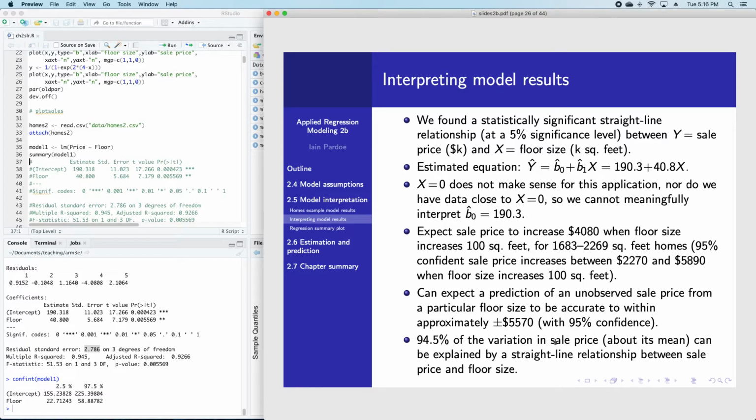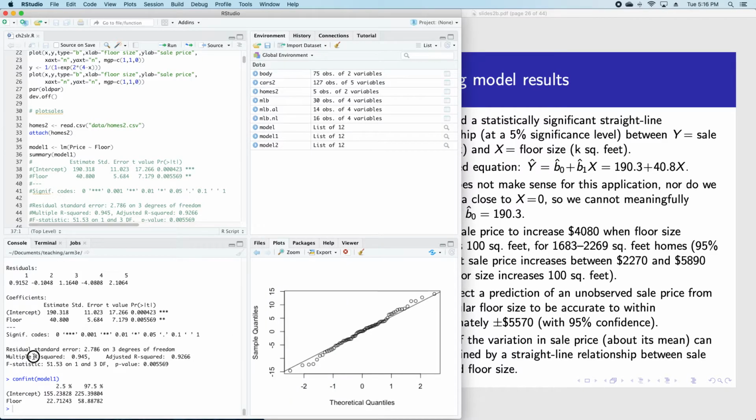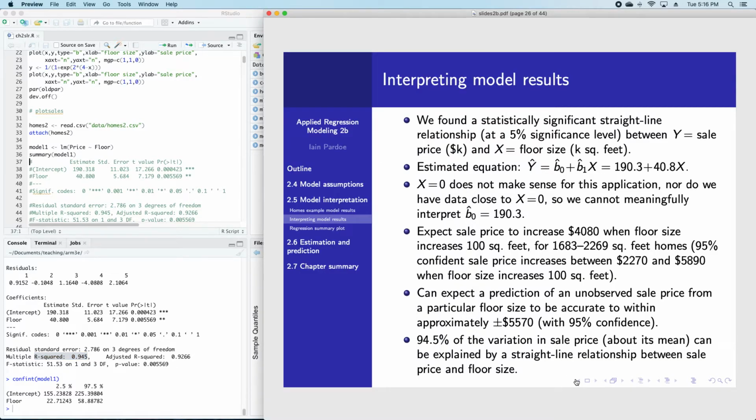And then finally, we can interpret this number here, r squared 0.945. So that means that 94.5% of the variation in sale price about its mean can be explained by a straight line relationship between sale price and floor size.